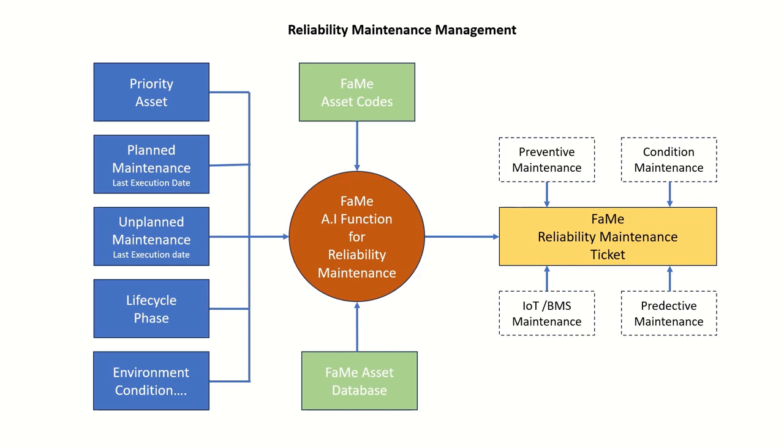The asset priority is one parameter. The last maintenance execution date is another parameter. The last repair ticket date, the actual lifetime status, and the asset environment condition are only some parameters for the AI calculation of the best suitable inspection date. As an option, and if available, the FaMe system analyzes the article group maintenance history information for the AI calculation.